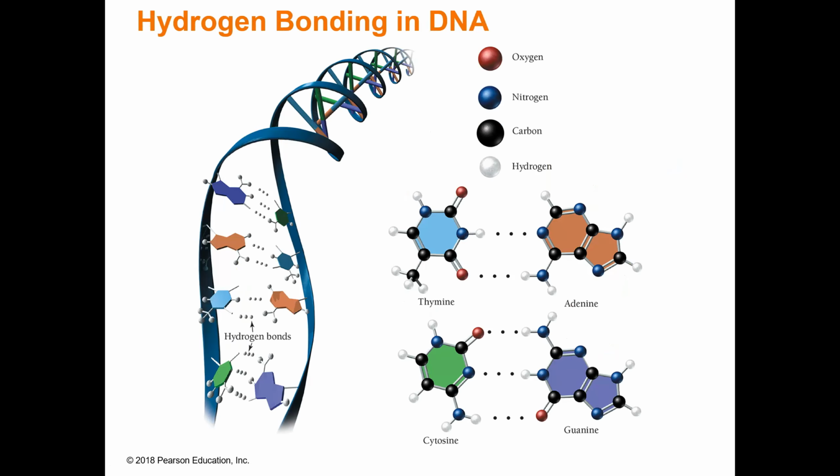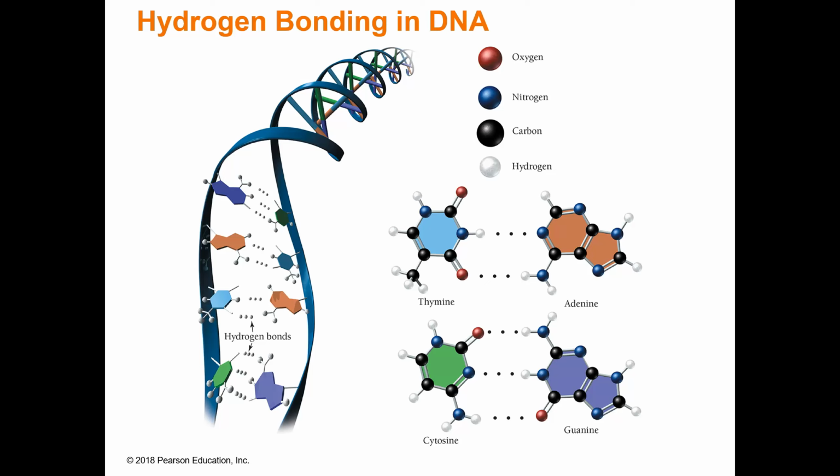This illustration shows multiple hydrogen bonds between complementary bases, giving DNA both stability and flexibility. The bonds are strong enough to keep the strands together under normal conditions, but weak enough to be broken during replication or transcription. This balance is vital. Too strong and DNA couldn't unzip, too weak and it would fall apart spontaneously.